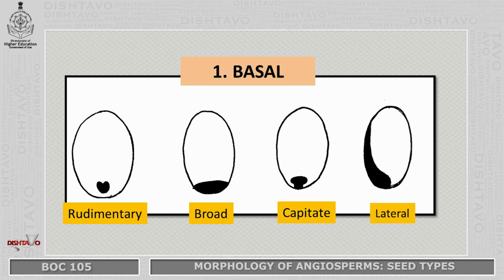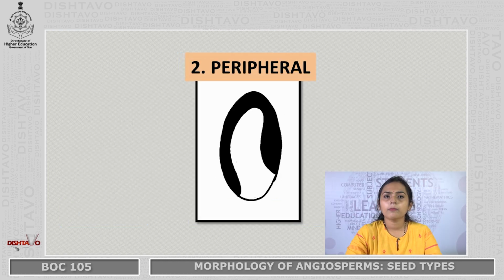The first one is the basal type, under which you can see four subtypes. The first one is rudimentary, wherein the embryo is at the base. Next you have the broad type, which has a broad embryo that is always at the base. Then you have the capitate type, and the fourth one is the lateral type. The second type is peripheral. Here you can see the embryo situated at the periphery of the seed, and that's the reason it comes under the peripheral type.